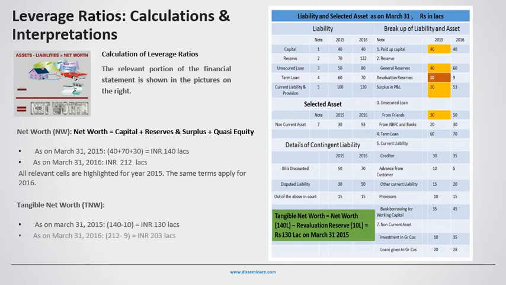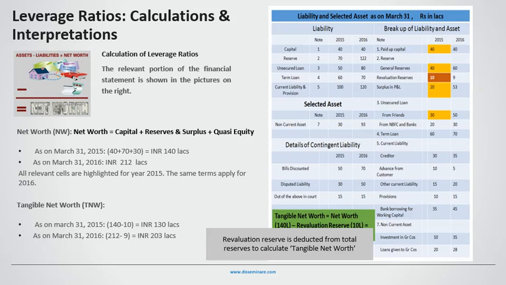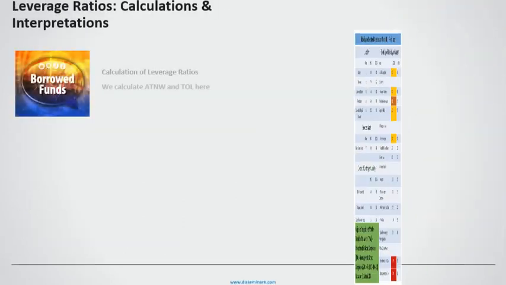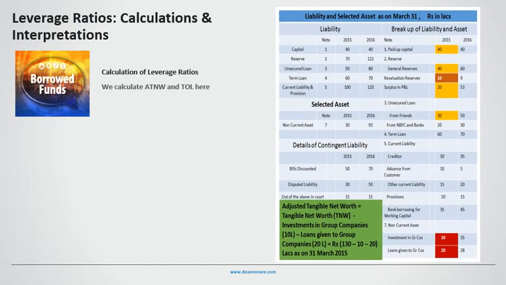2. As on March 31, 2016, TNW equals rupees 212 minus 9 lakhs equals rupees 203 lakhs. Note: revaluation reserve is deducted from total reserves to calculate tangible net worth. Let us see the final part of the calculation of leverage ratios.